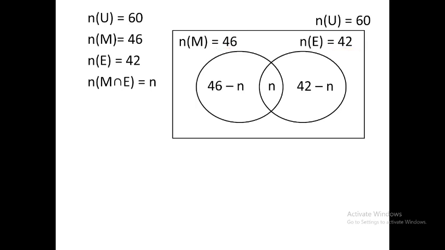We are told to find the number of students who passed in both subjects. And so I will take the mathematics-only column plus the intersection plus the English-only column and equate it to 60. And so we have 46 minus n plus n plus 42 minus n, which is equal to 60.